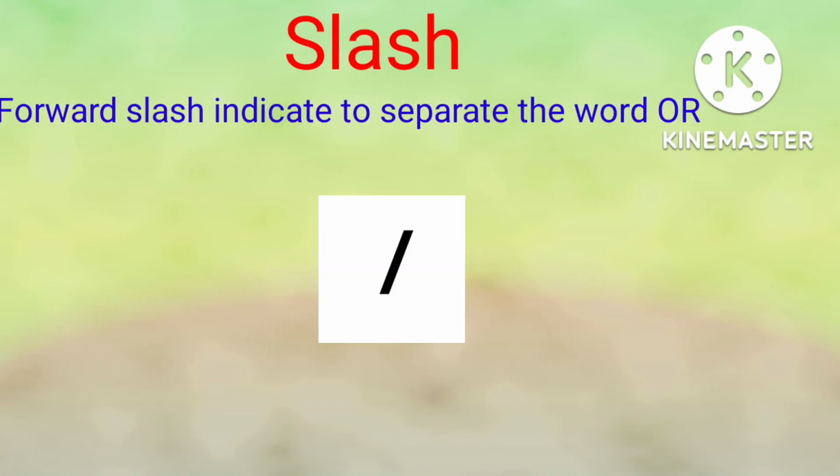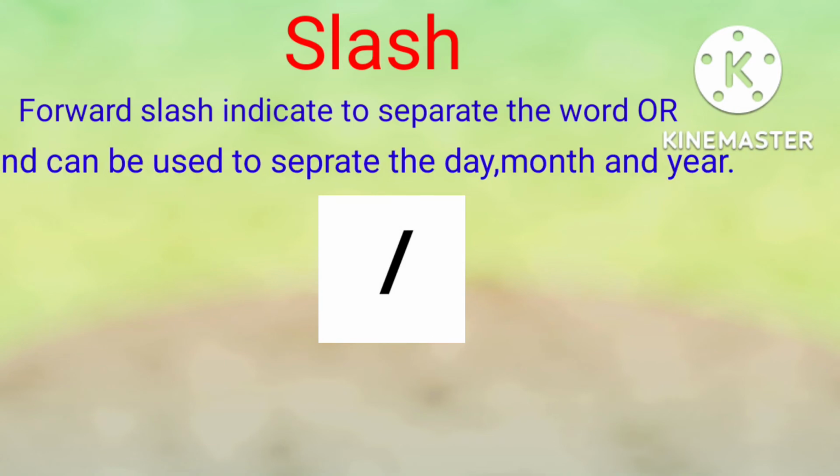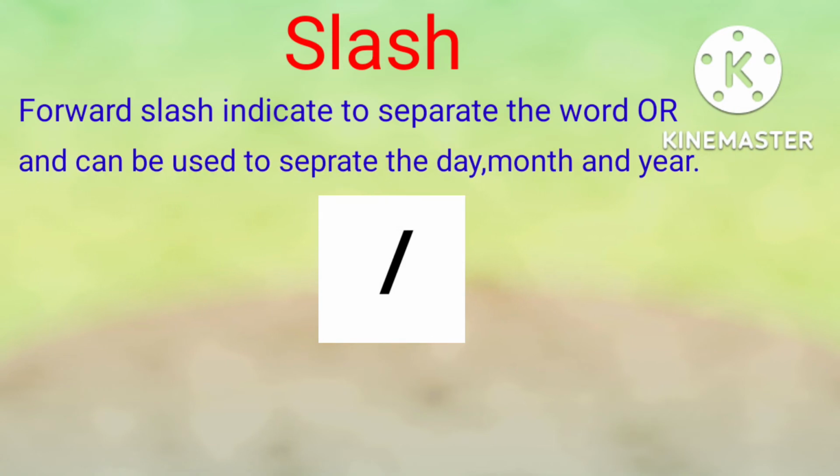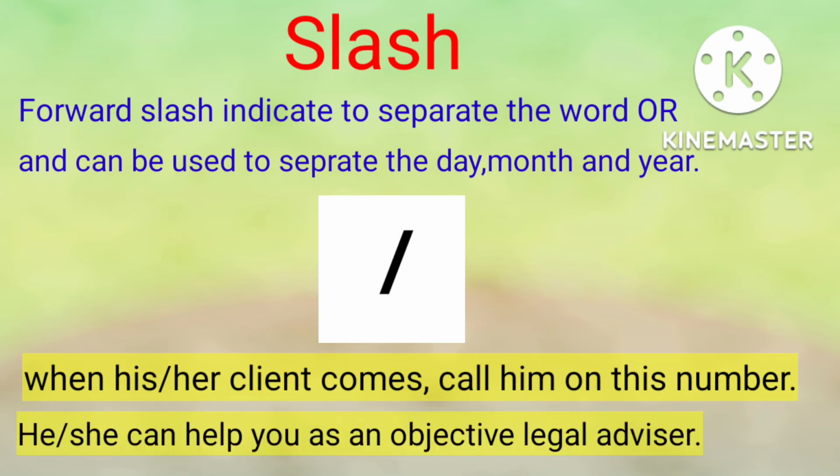Slash. A forward slash is used to separate words or options, and can be used to separate the day, month, and year. For example, when her client comes, call him/her on this number. She can help you as an objective legal advisor.